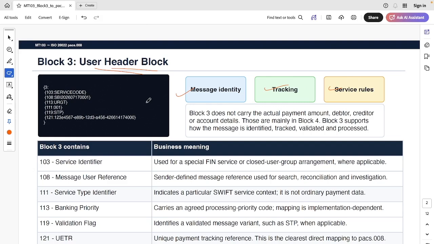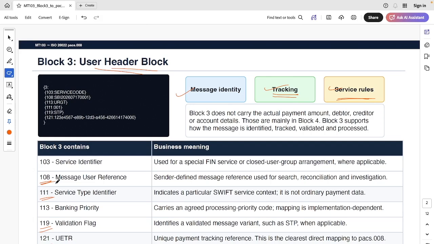Message identity, for example, the sending bank can assign its own reference to the message through field 108. This helps the bank locate and reconcile the message. Payment tracking, for example, field 121 comes into the picture here. Field 121 carries the UETR, unique end-to-end transaction reference, which allows the payment to be tracked across the correspondent banking chain. The third purpose is service and processing rules. So fields such as 111 and 119 may indicate that a specific Swift service or validated message variant applies.